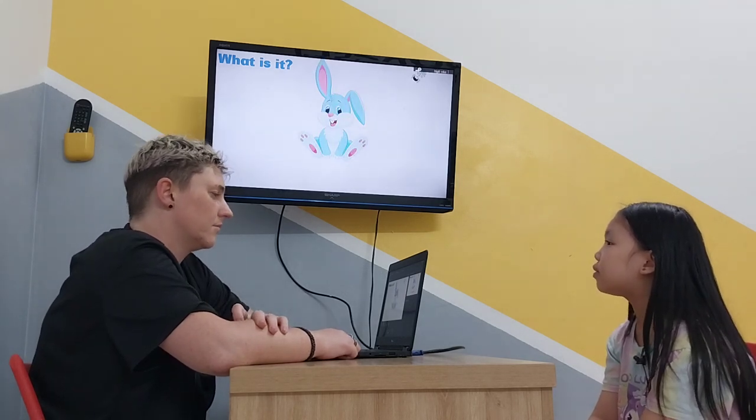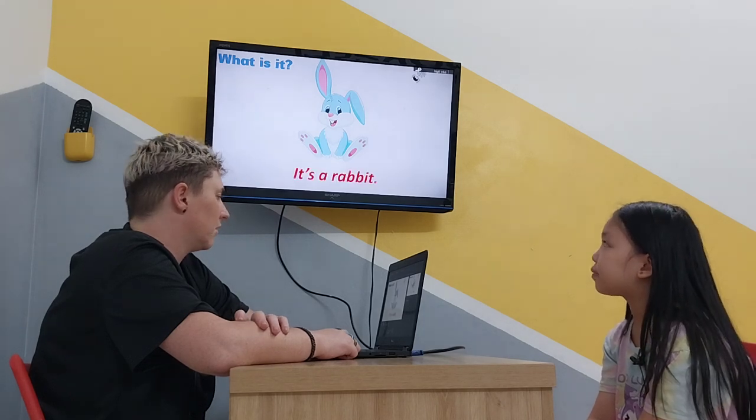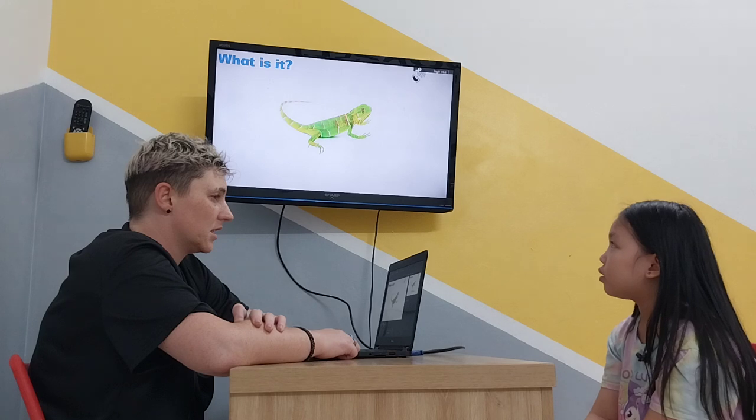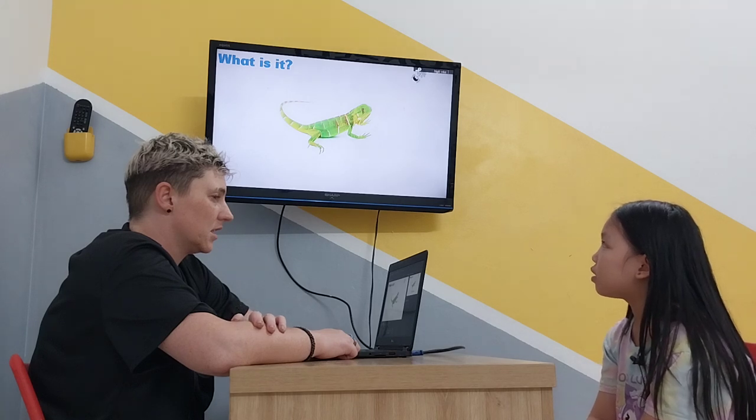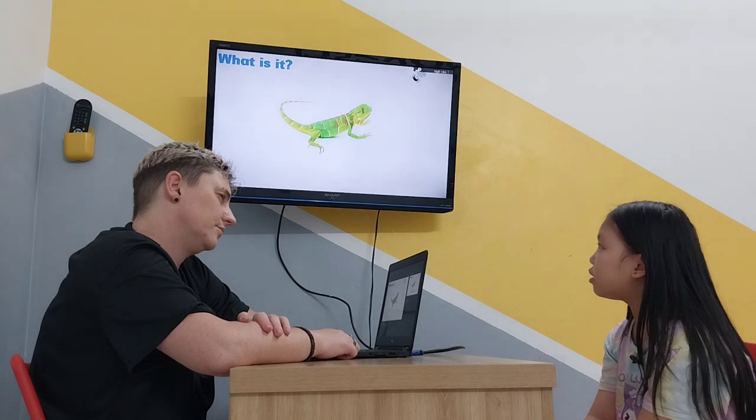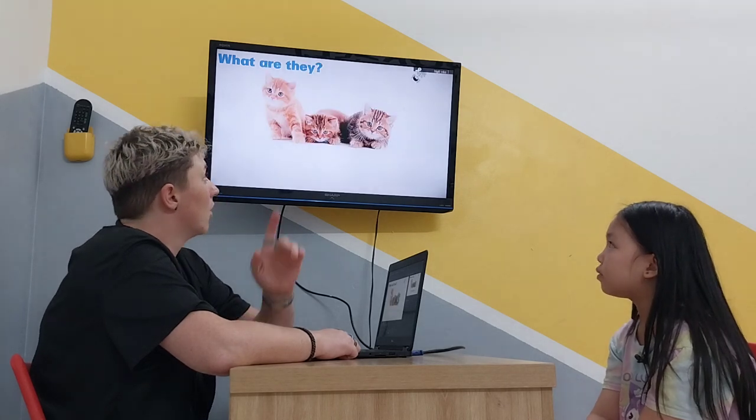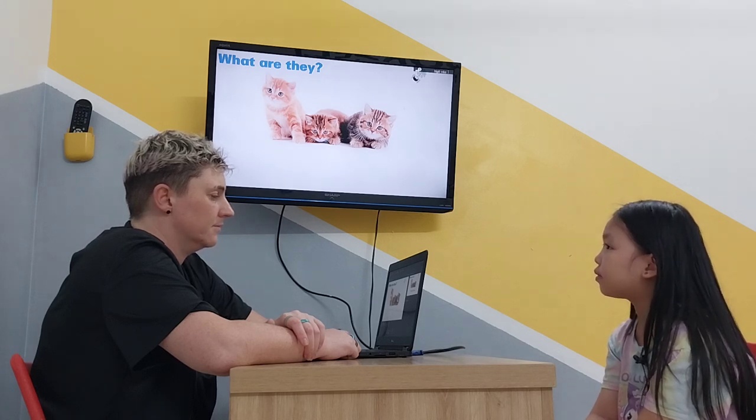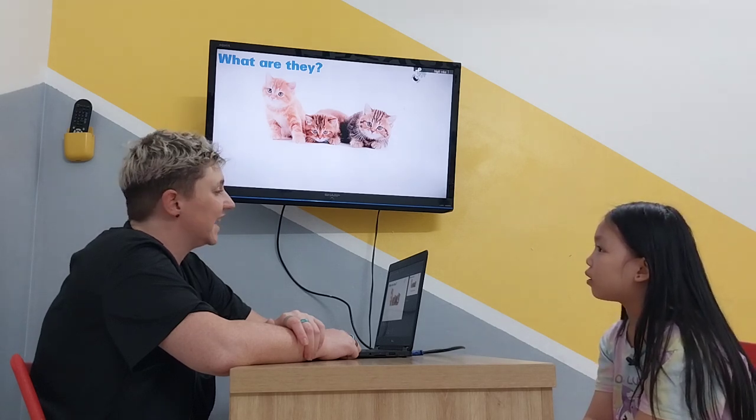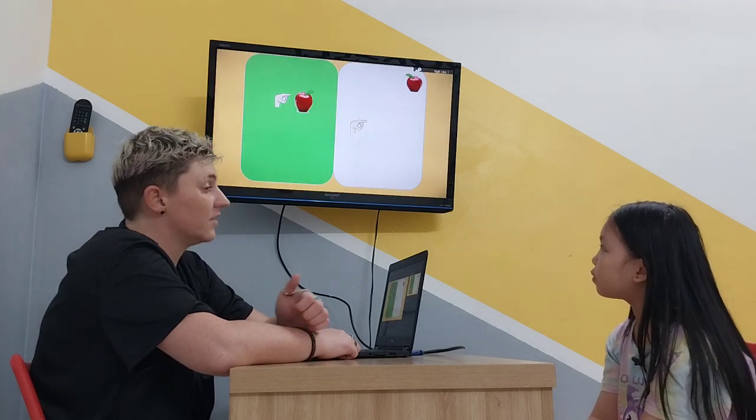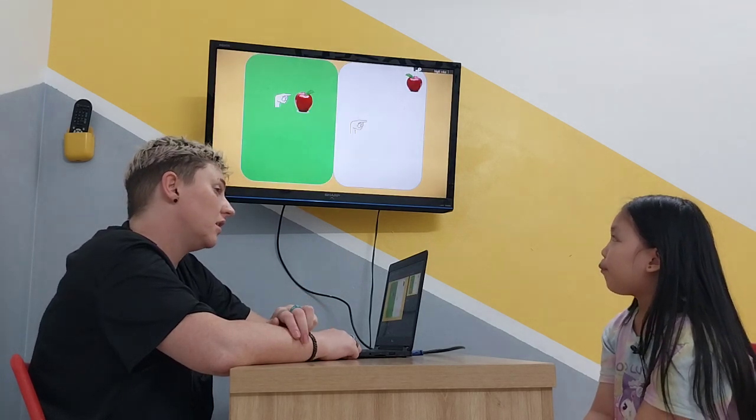What is this? It's a rabbit. Okay. What is it? It's a lizard. Good. Okay, what are they? They are kittens. Good.